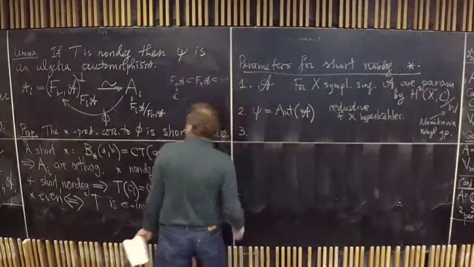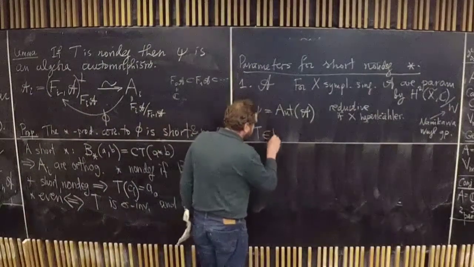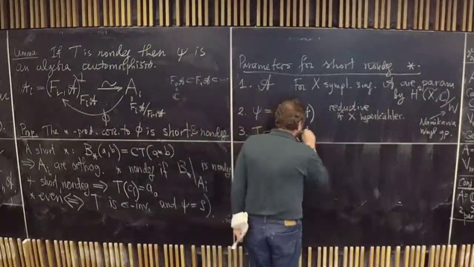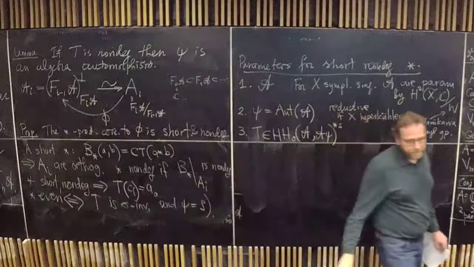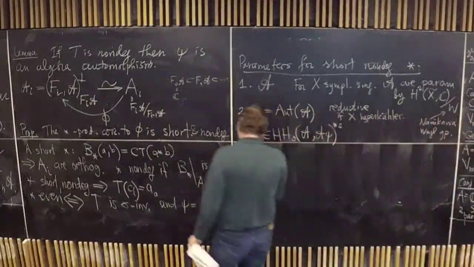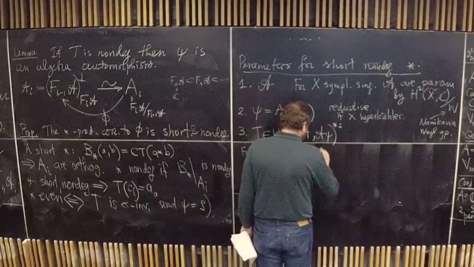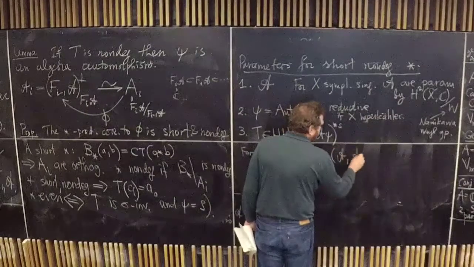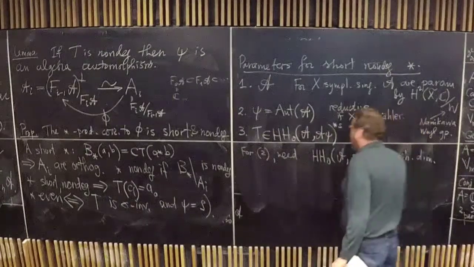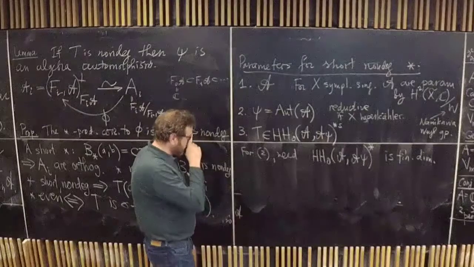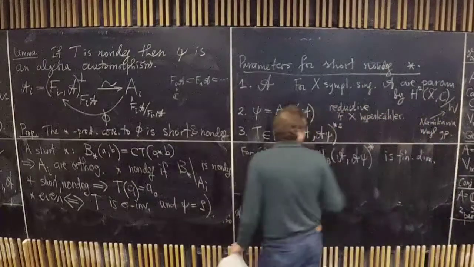And then the third piece of data is this trace, but in this situation, this T is nothing but an element of the zeroth Hochschild homology of A with coefficients in A psi dual, and invariant with respect to X. So for part two of the conjecture, we just need to show that this space dual is finite dimensional. And this we can show in the case of a hyper-Kahler cone in the following way.